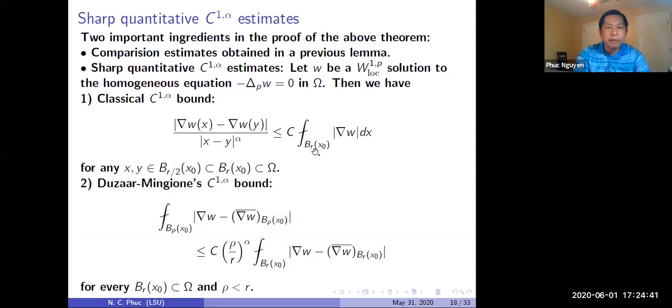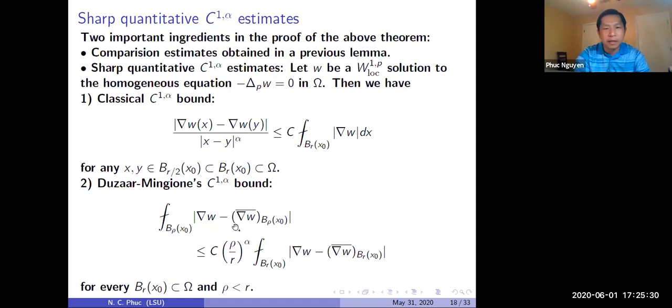But somehow this estimate is not enough for our pointwise estimate. In the 2011 paper of Duzaar and Mingione, they have to redo this C^{1,alpha} estimate. They prove a very sharp quantitative bound for C^{1,alpha}. The left-hand side here is pretty much the same as the right-hand side, if you understand the equivalence of Campanato space and Hölder space. But on the right-hand side, they don't have to use just the L1 norm, they can use just the mean oscillation. And I will tell you why this is good.